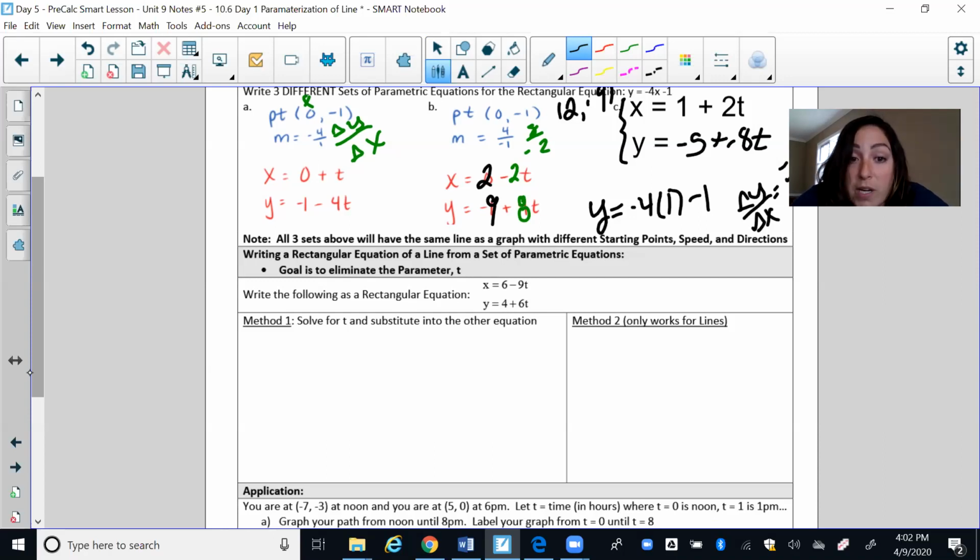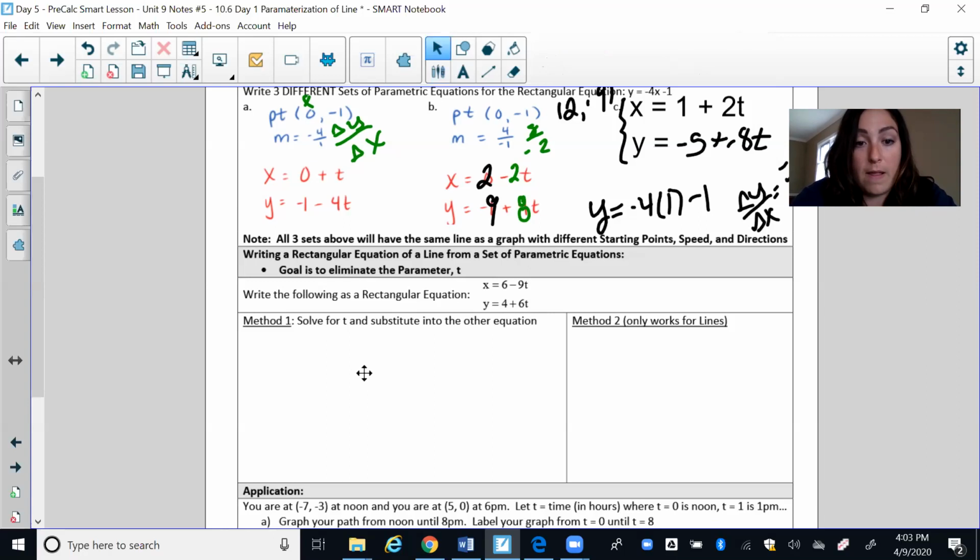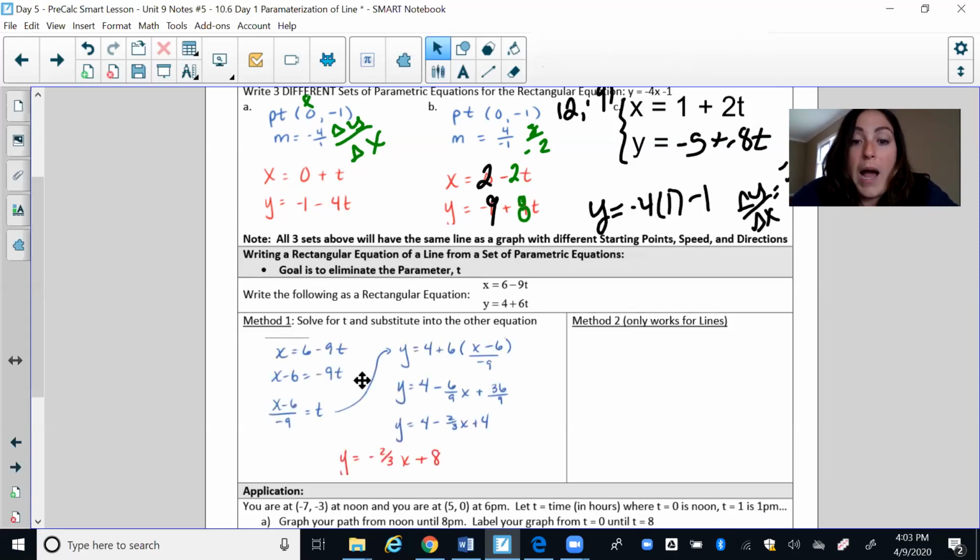Writing a rectangular equation of a line from a set of parametric equations, our goal is to eliminate our parameter t. So method 1: solve for t and substitute it into the other equation. So I could take x equals 6 minus 9t and solve it for t. Subtract the 6 over, divide by -9, and substitute it into our y equation.